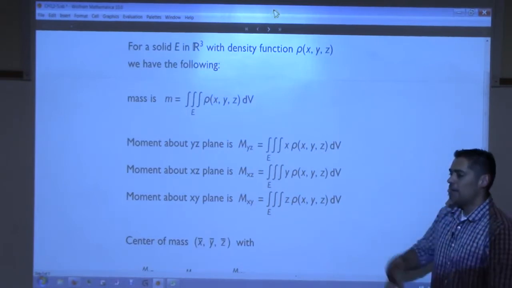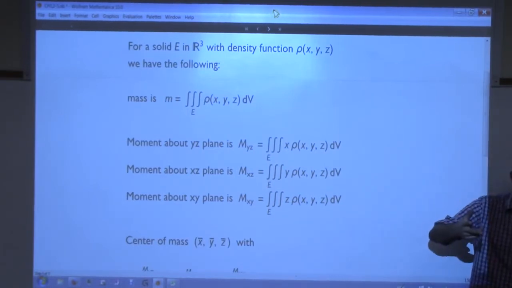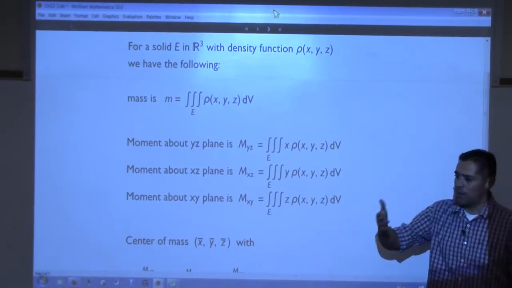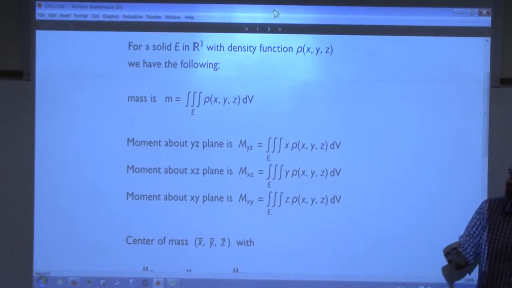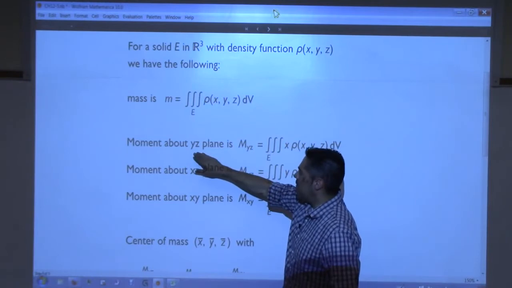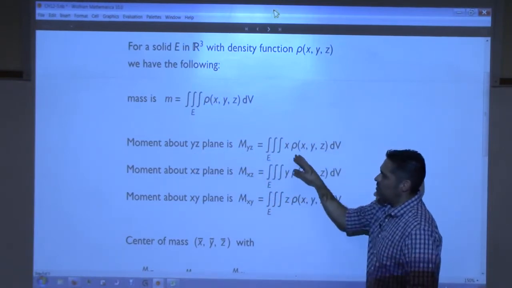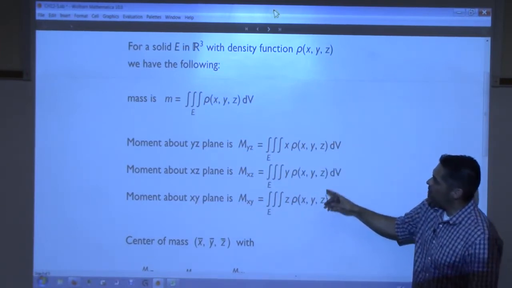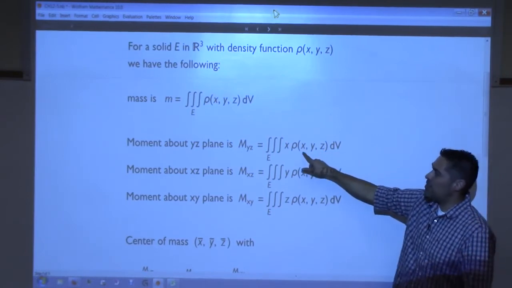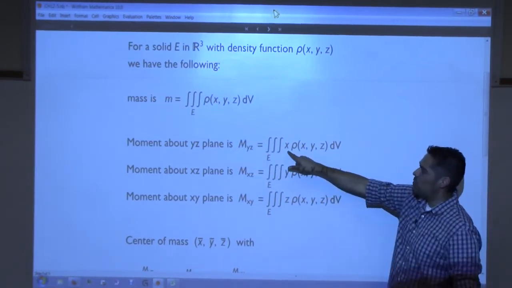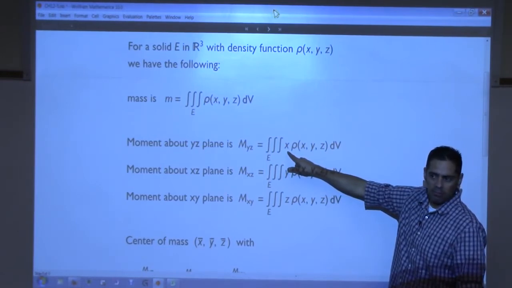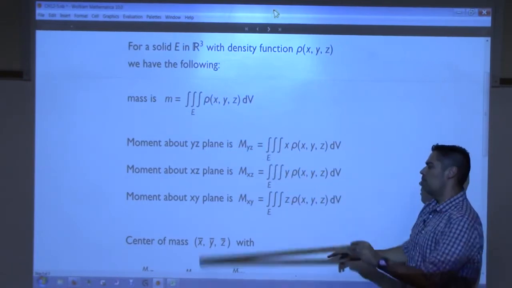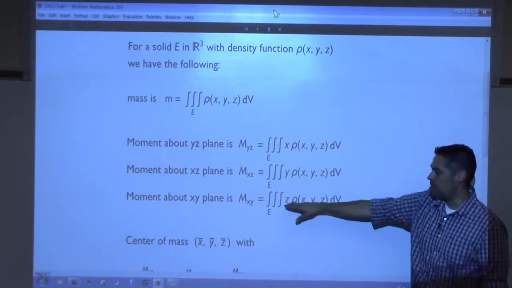Then we had, last class, moment functions. But because we were only working with two variables, we had the moment about x, the moment about y. Here, because we have three variables, we have what's called the moment about the yz plane. Here's what it is. The moment about the xz plane, here's what it is. And the moment about the xy plane, which is this. So the moment about the yz plane is the same as the mass, with the exception that you have to multiply by x. Moment about the xz plane is the same as the mass, except multiplied by y. Moment about the xy plane is the same thing, except z.